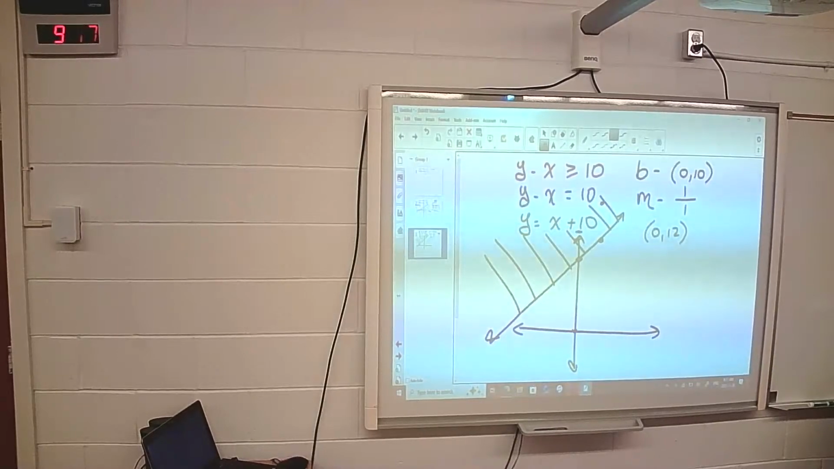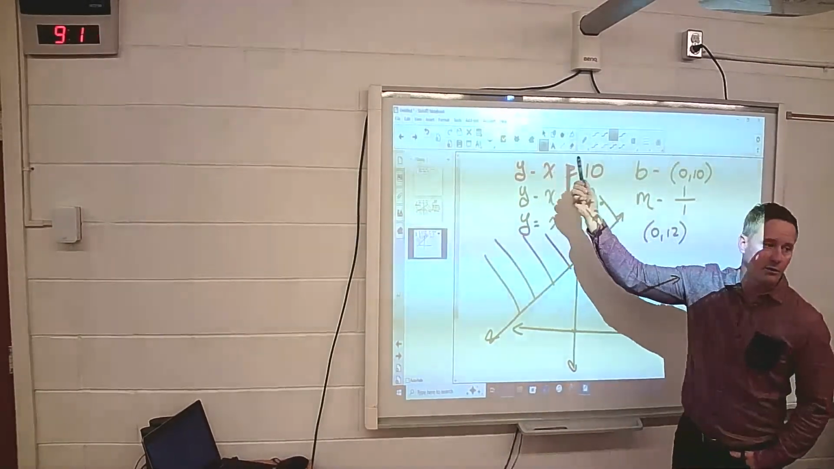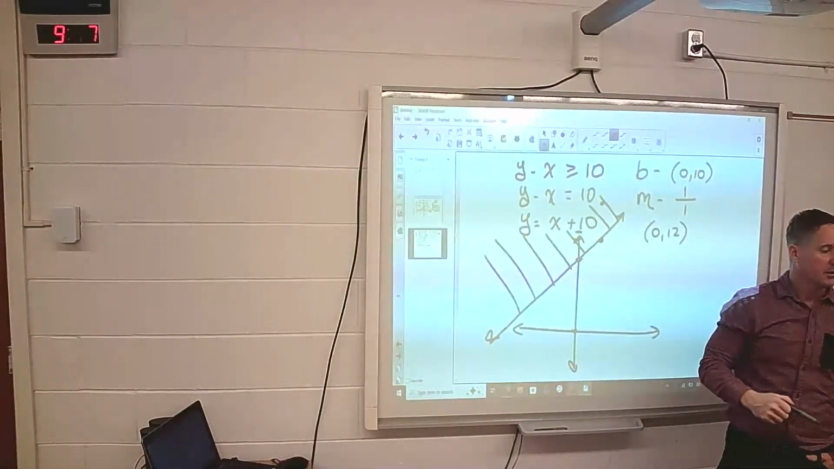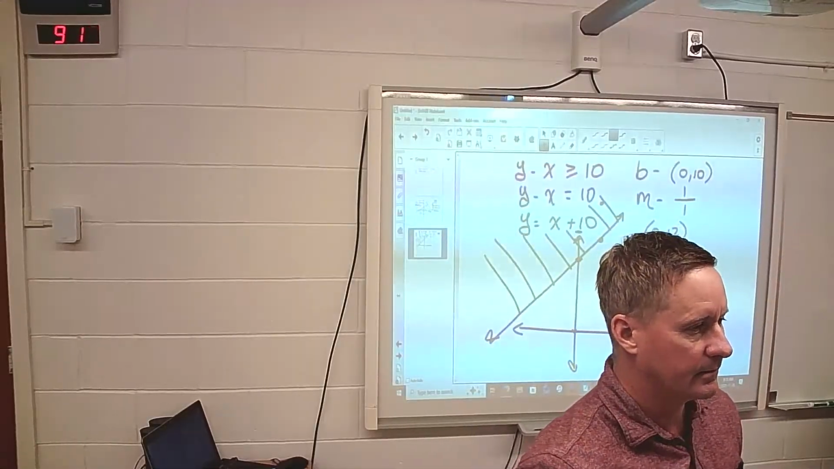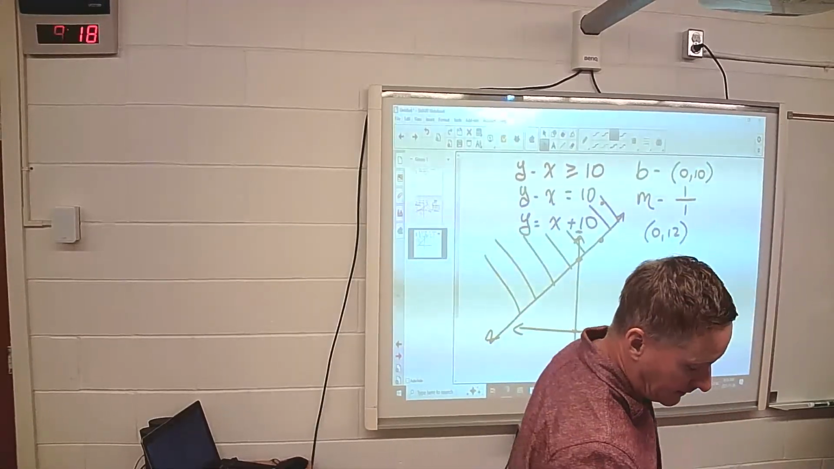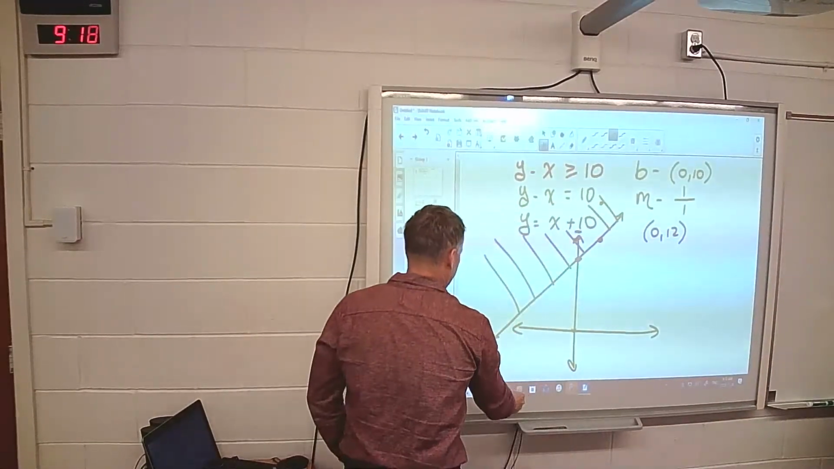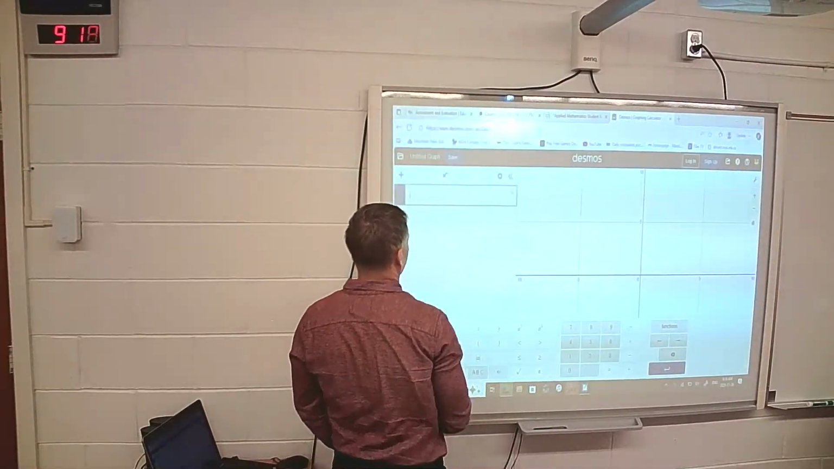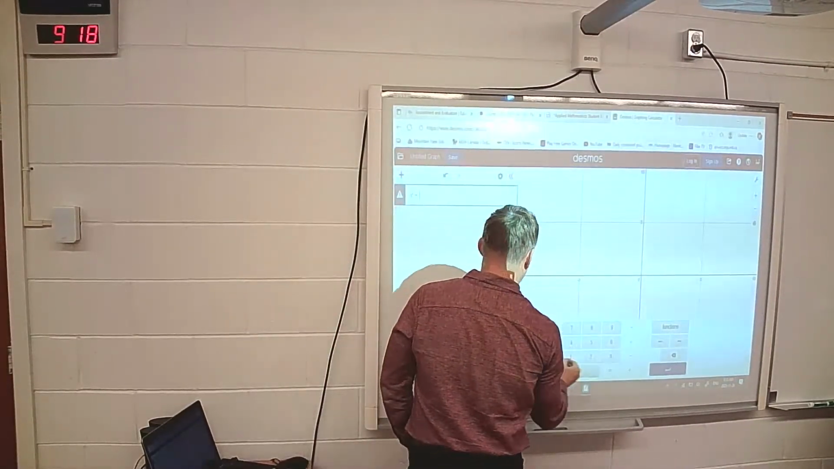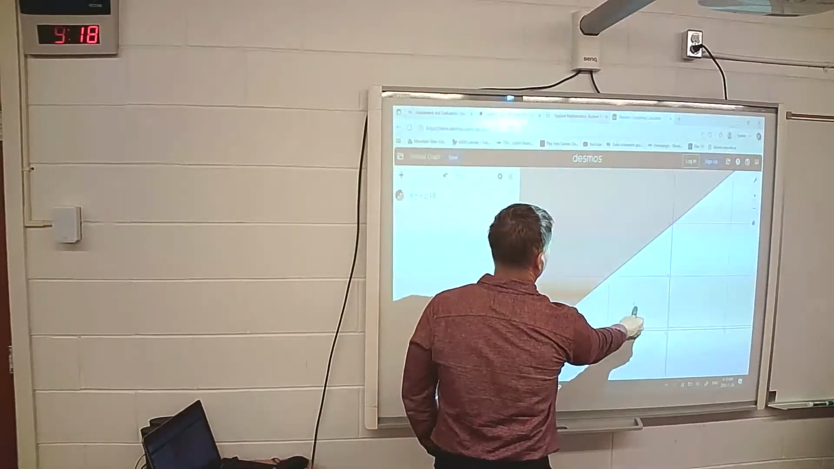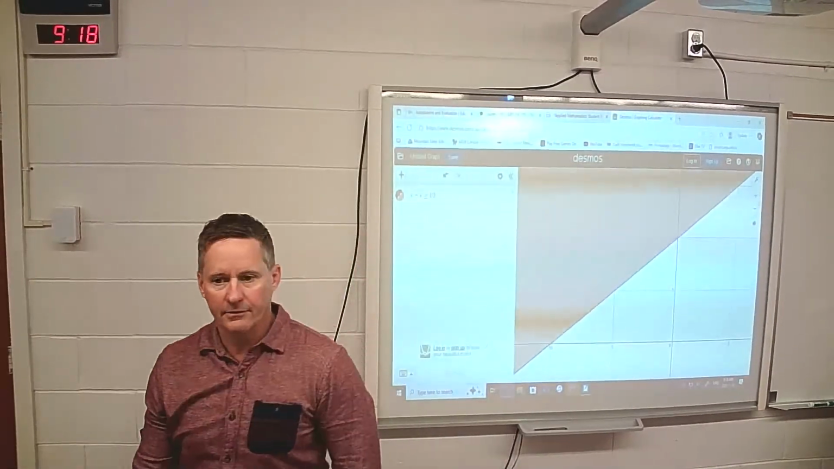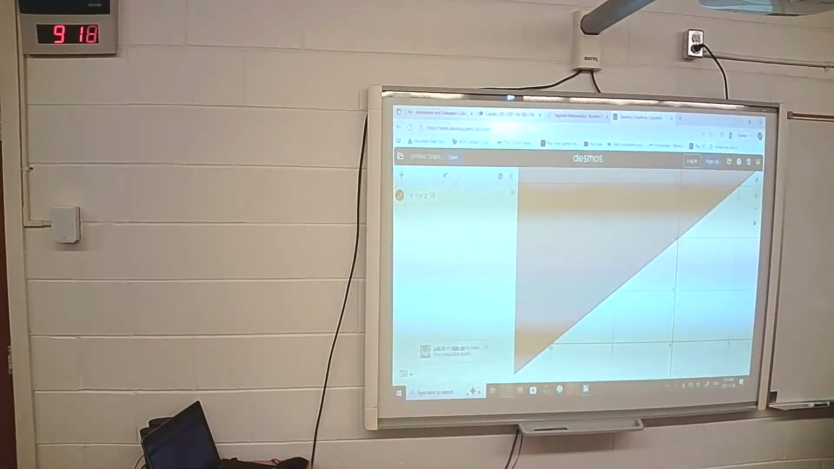0 and 0 made the inequality false because it did not check out to be greater than 10. So if it isn't in the solution, then the other side is what you shade. Okay? All right. So now we quick check this. What was the equation? y minus x greater than or equal to 10. There you go. There's your graph. Okay? That's your quick check.